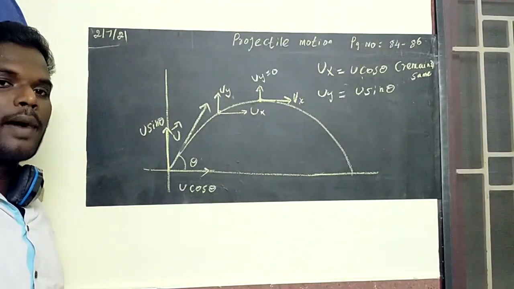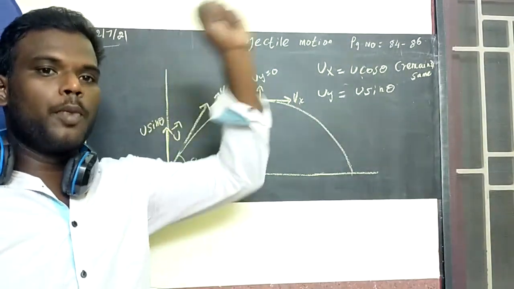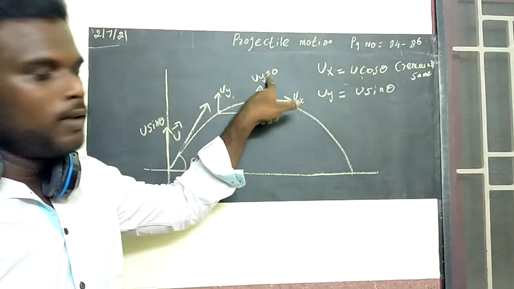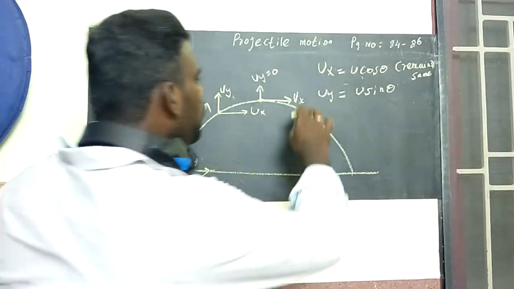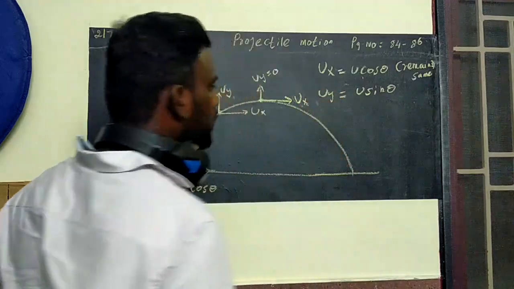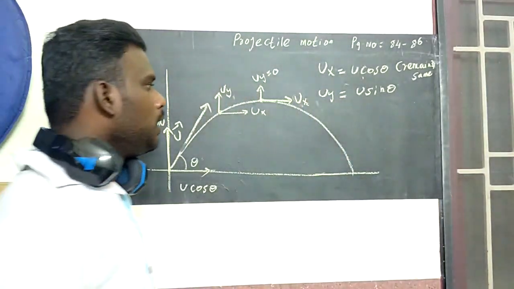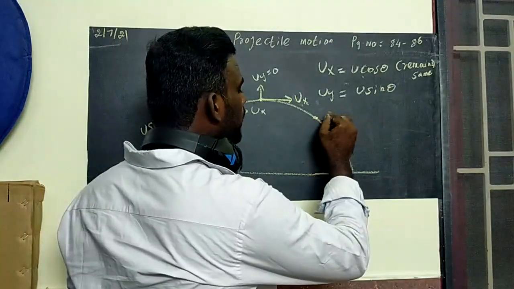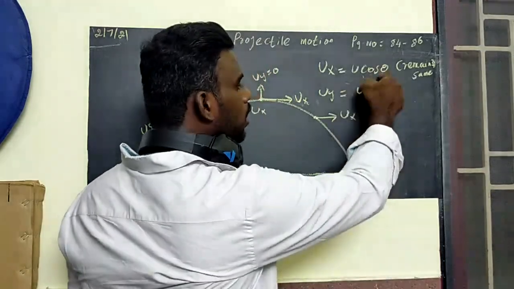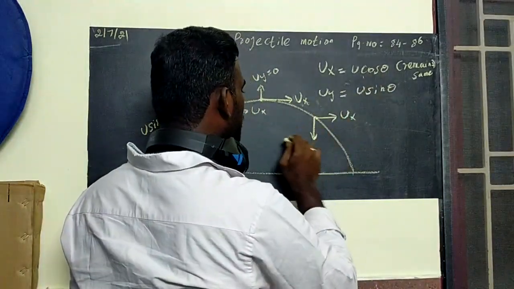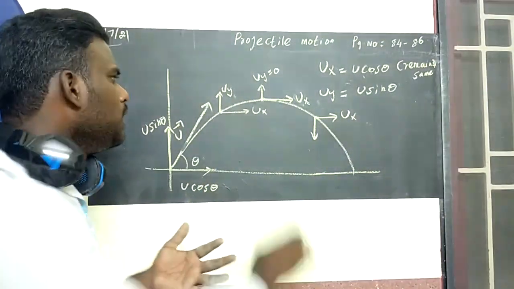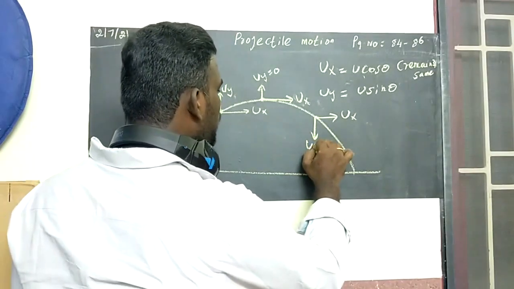Because when it reaches the maximum height, we know very well, if we throw any body, after reaching maximum height the final velocity becomes 0. What about the horizontal velocity? As no force is acting on the body, or no force is opposing the body in the horizontal direction, it is always the same. Coming to this point, and this point, what will happen? The horizontal velocity is still ux, that is u cos theta, but the vertical velocity will differ. Here also it will differ. Then here also it will differ.